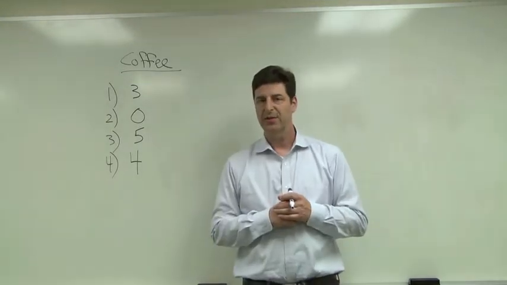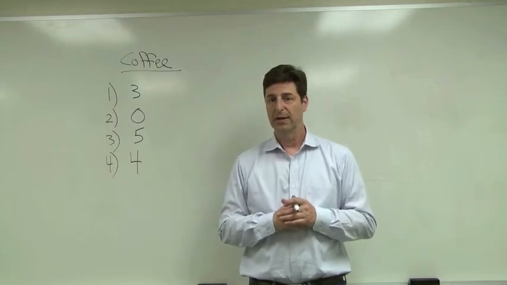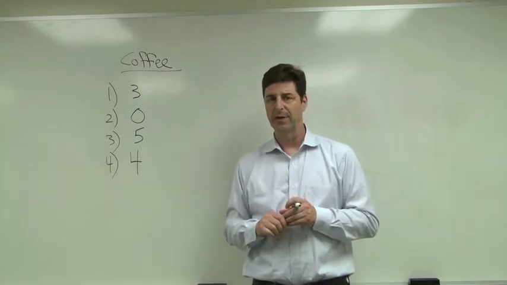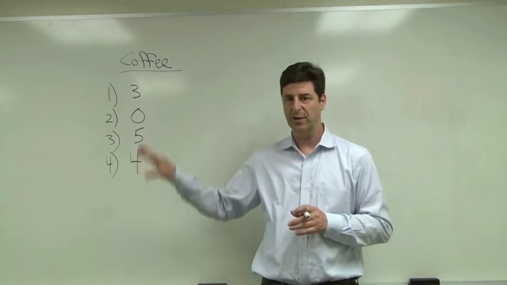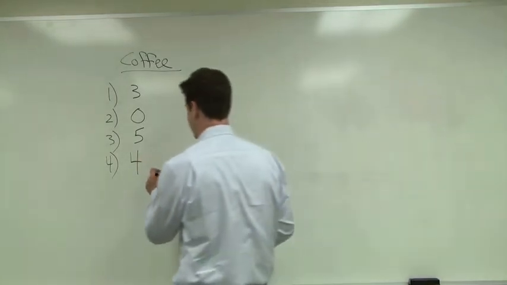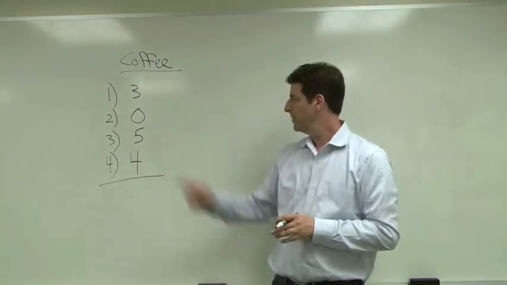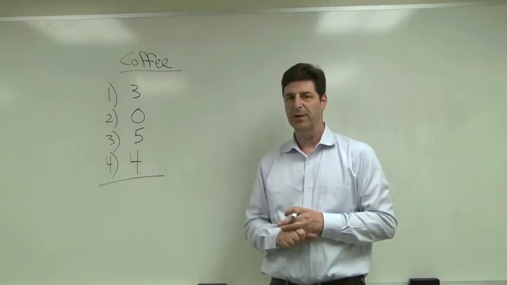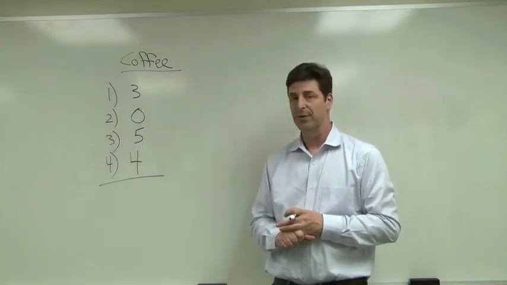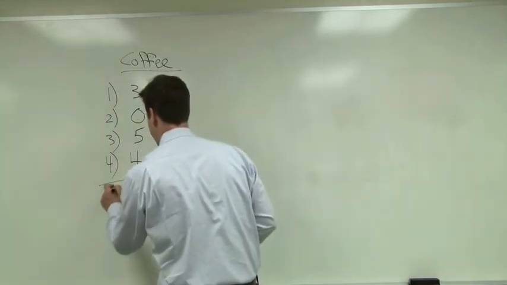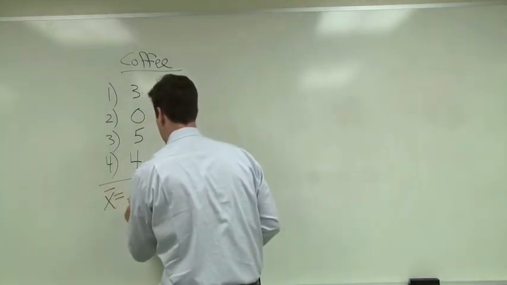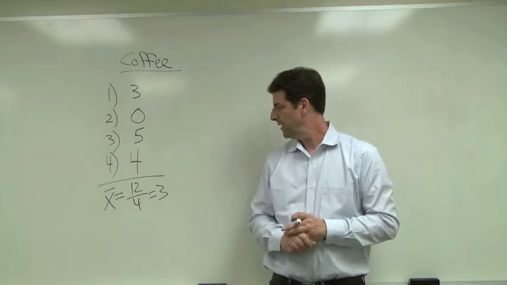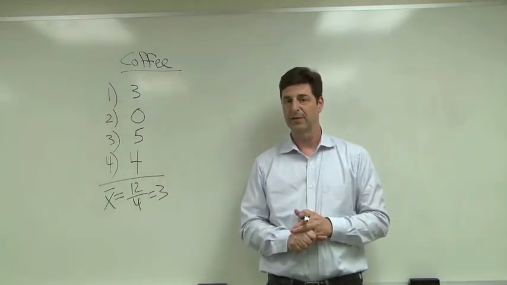To calculate a standard deviation, the first thing that we need to do is calculate the mean for the sample. This works whether it's a sample or a population, so we'll treat it as both. But let's start by treating this as a sample. To calculate the mean, first you have to add up all of the individual scores. 3 plus 0 plus 5 is 8, 8 plus 4 is 12, and then we have to divide that by the number of scores. 12 divided by 4, there's 4 scores, equals 3. So the mean for this sample is 3.